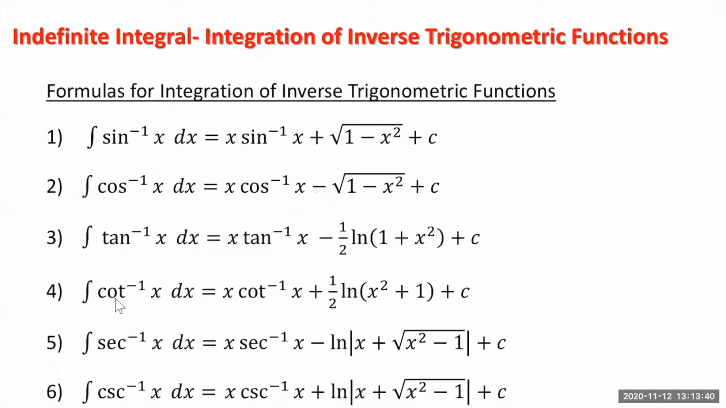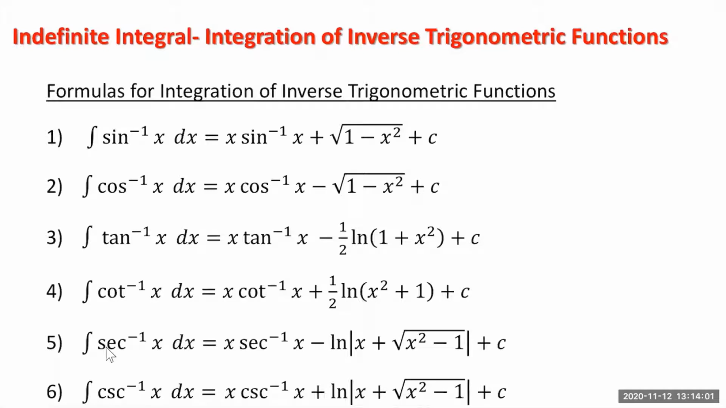Similarly, let's look at tangent and cotangent. In case of tangent, integration of tangent inverse x is x tangent inverse x minus half natural log of 1 plus x squared plus c. And in case of cotangent inverse, this sign in the middle is plus. Everything else is the same.